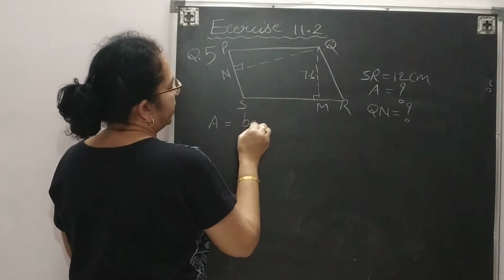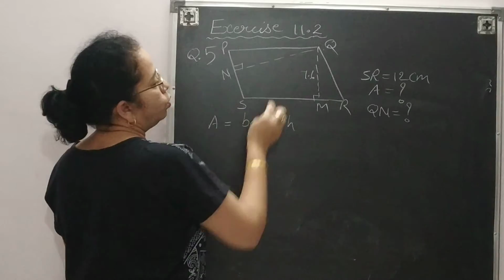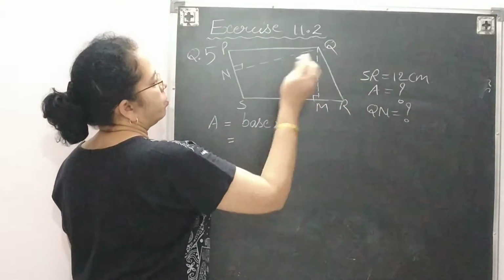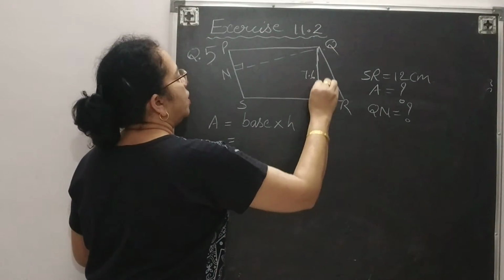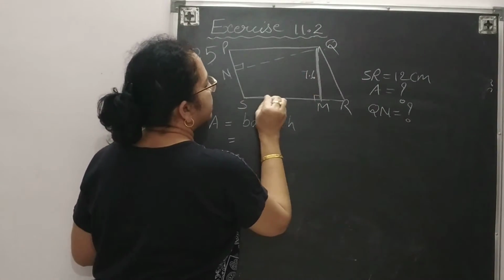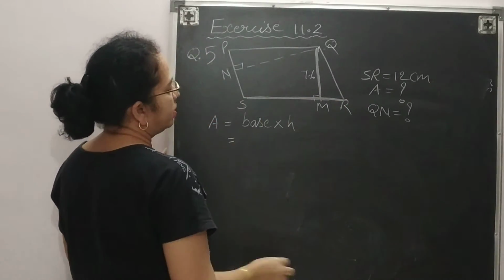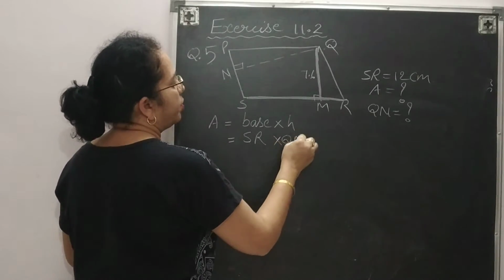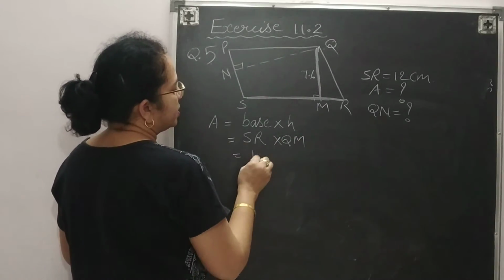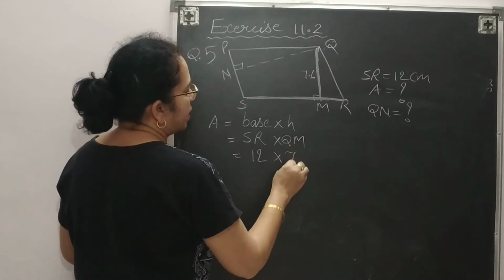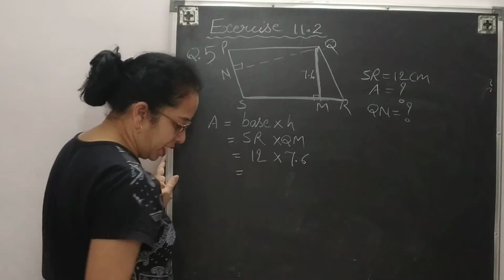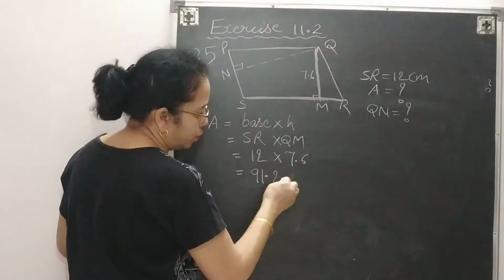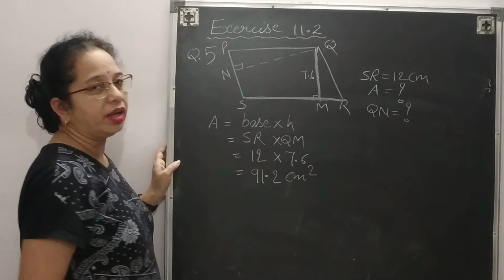So the first thing we will write is the formula. Area is equal to base into height. Now two bases are given. So which base and which height will we take? First thing you can see that this perpendicular height is given and this SR base is given. So we will start with that. Your base will be SR and your height will be QN here. Now substitute the value. SR is 12 and QN is given 7.6. Multiply these two numbers and you will get 91.2 centimeter square. So we got the area.